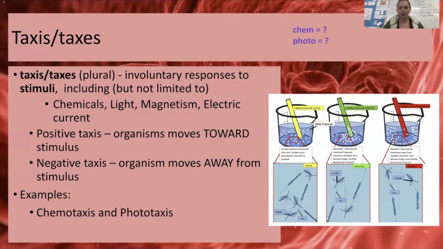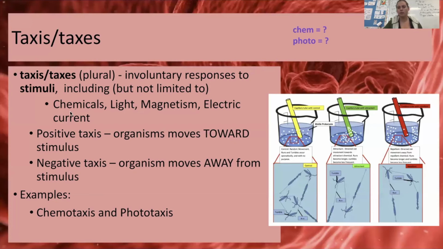Taxis, or taxes for plural, are involuntary responses, behaviors that organisms are going to have to respond to what's going on in their environment. And we call those things that elicit the response, that cause the response, stimuli. So a taxis helps organisms to respond to stimuli. And a taxis can be positive or negative. A positive taxis is going to cause organisms to go toward the stimulus, and a negative taxis is going to cause organisms to go away from the stimulus. And these are some things that organisms might respond to.